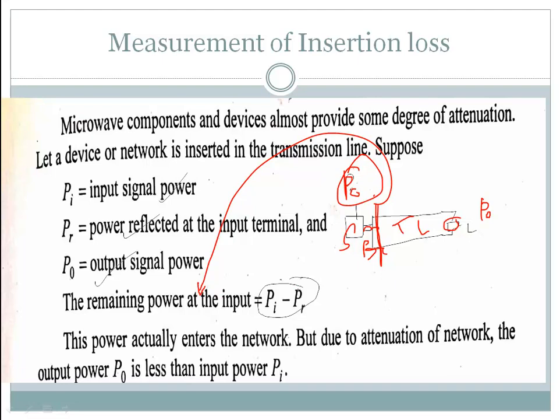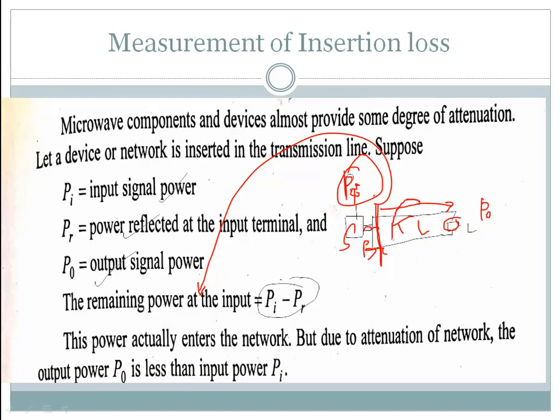This remaining power is equal to Pi minus PR. That means the power exactly coupled by the microwave source minus the power reflected back by the microwave transmission line. The difference between these two powers is known as the remaining power, and that power is input to the microwave transmission line. Now this power travels from this point to the load, right?